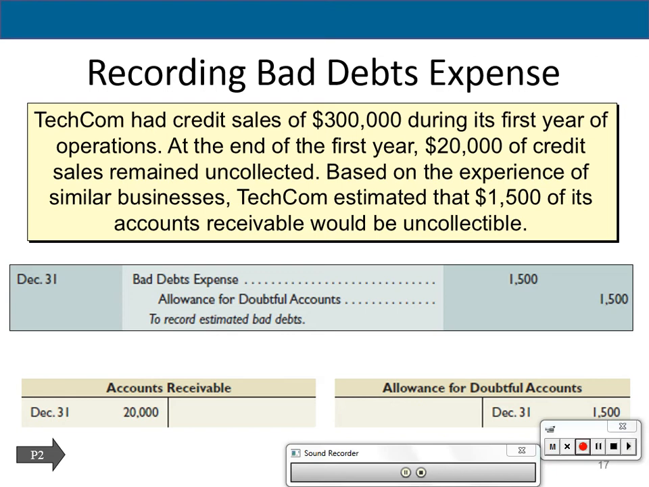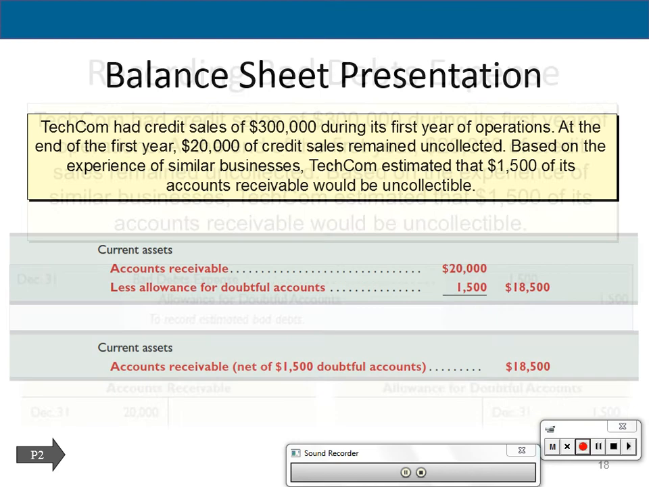Whereas directly writing it off is saying, Amanda owes us $500, and I know for a fact I'm not going to collect from her. I know just her. I don't know who else is uncollectible at that point. So in this case, they determined that 1,500 was uncollectible. So they credit the allowance for doubtful accounts for 1,500. Debit bad debt expense.